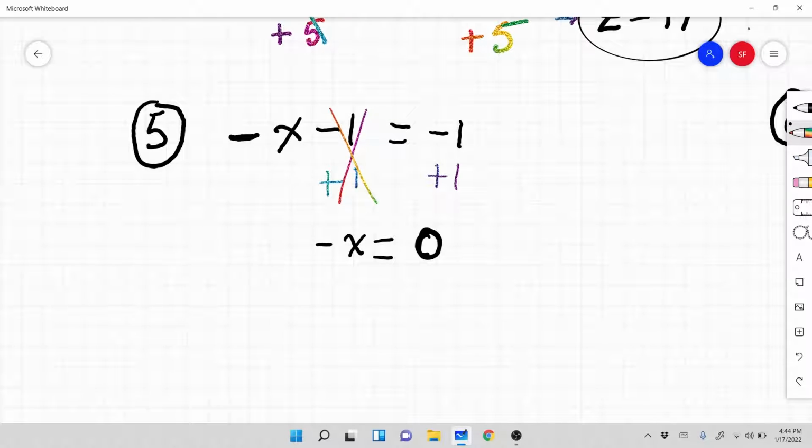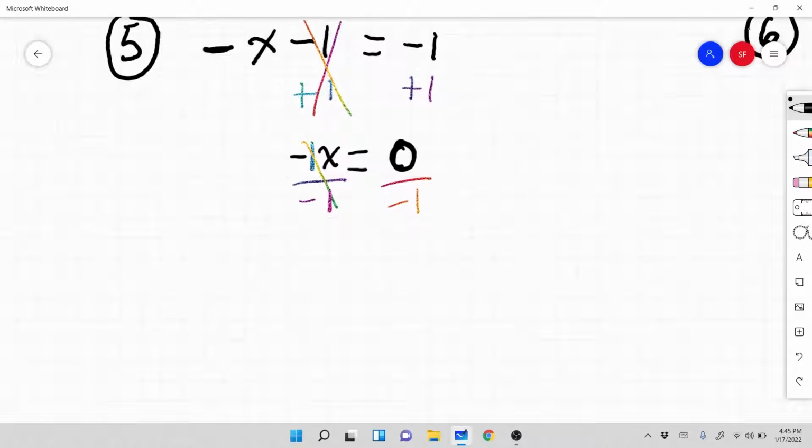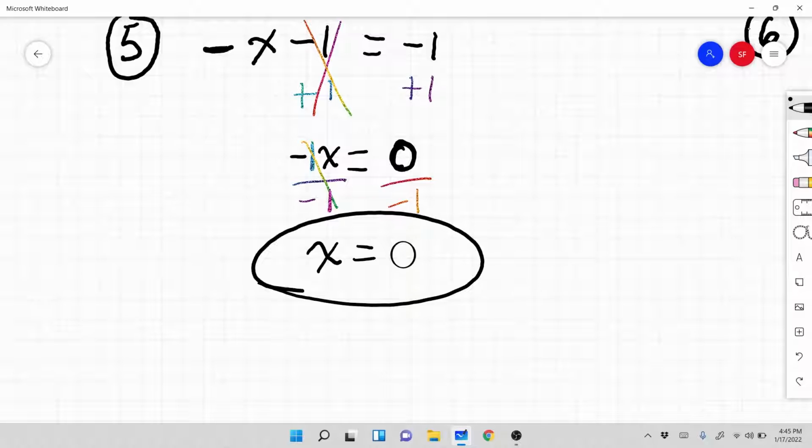Oh, no. If there's not a number in front of the variable, it's a 1, right? Remember that? So this -1 is multiplied times x. So to get rid of it, we're going to divide by -1 on both sides. So all we're left with is x on the left side. Now 0 divided by -1 is still 0, isn't it? So x equals 0 is our answer to number 5.